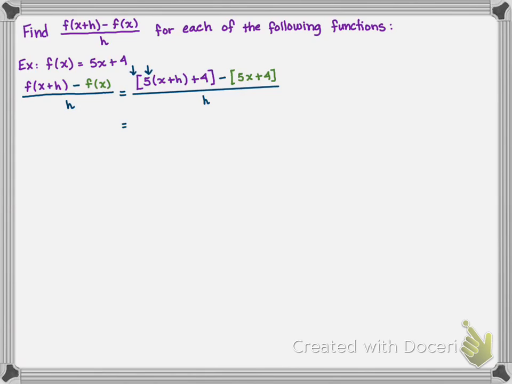So this is going to be 5x plus 5h plus 4. And I just dropped the square brackets because there was nothing to distribute. And then what about here? I have to distribute that negative to get rid of those brackets. So minus 5x minus 4.